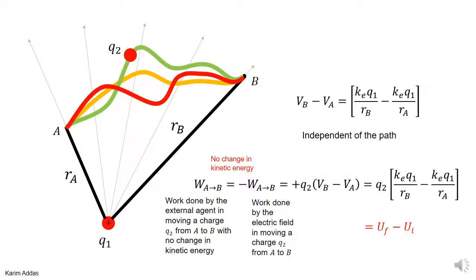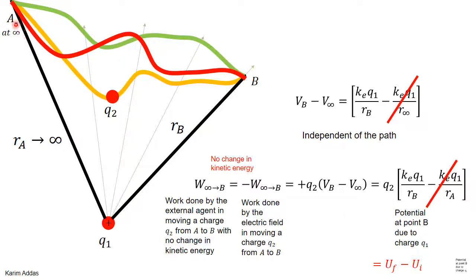So now, what if we let point A go to infinity? If we just substitute, what if you want to get the work due to the external agent to move the charge Q2 from point A, but now point A is located at infinity, and we want to move it to point B. And we know now the relationship of that to the work done by the electric field, and now we can relate that to the potential difference between point B and infinity. And we relate this also to the difference in energy between the two different configurations.